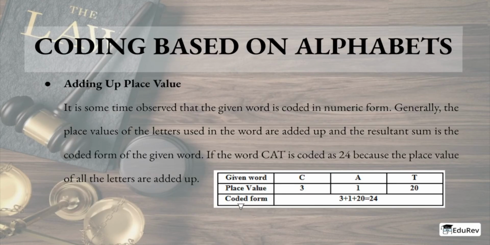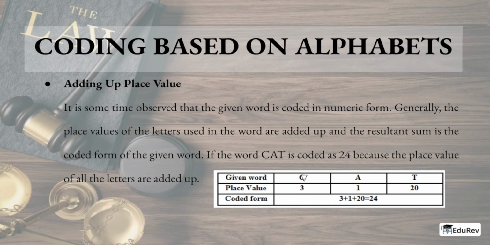The next one is adding up place value. So basically what happens when we add up place value? Let's find it out. It is sometimes observed that the given word is coded in numerics, right? Generally, the place values of the letters used in the word are added up and the resultant sum is coded from one of the given words. Now, the word cat is coded as 24 because of its place values, because we have added them up. For example, CAT, okay.